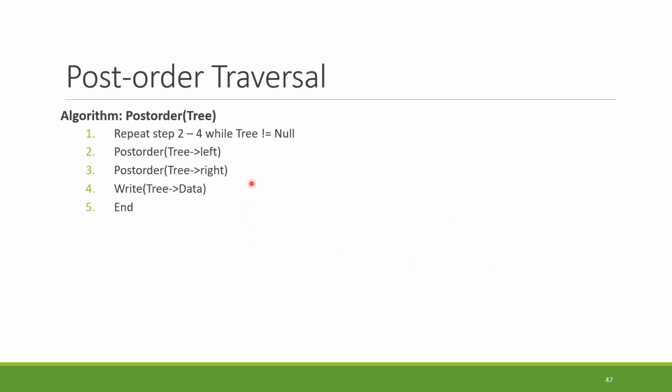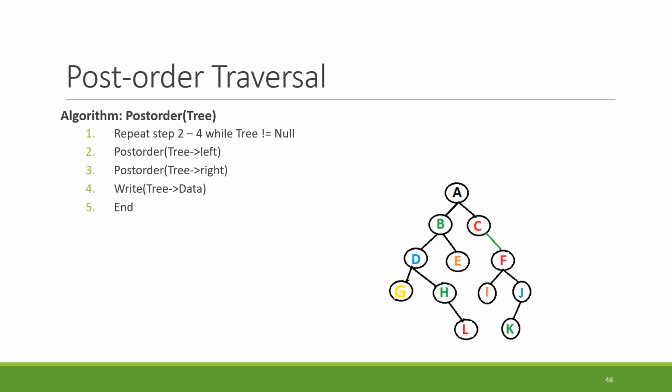So looking at the algorithm, first you will post-order traverse the left subtree, then the right subtree, and then you will read the root node. This keeps repeating until each and every node of this tree is traversed. So take this example. Here you have a binary tree.